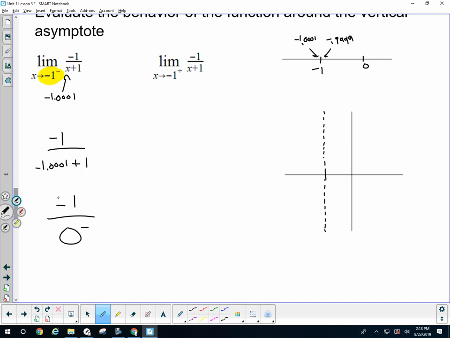Now, what is a negative number divided by something infinitely small and negative? Positive infinity, something infinitely large and positive. This is telling me if I look at -1 to the left, I'm trending upwards.